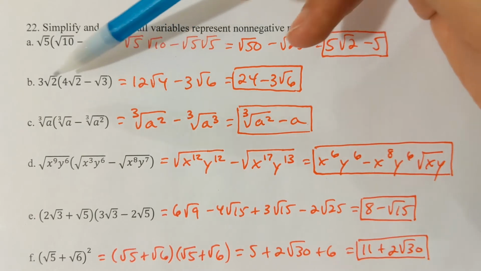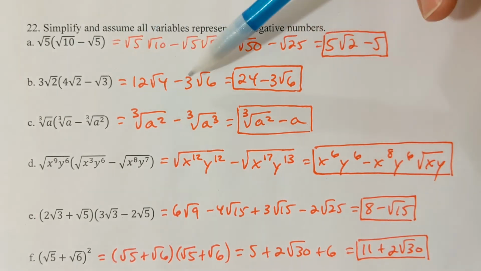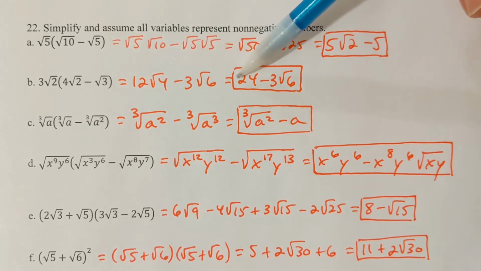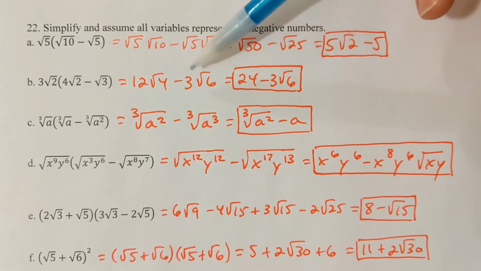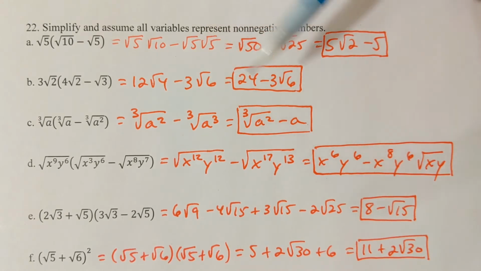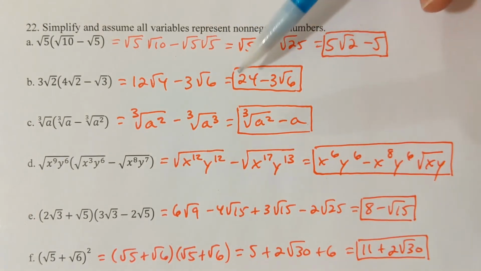Okay, now I finished distributing. 3 root 2 times root 3 would be 3 root 6 then. 12 times 2 is 24, and I can't do anything further to simplify this other term. 24 minus 3 root 6 then would be my answer.